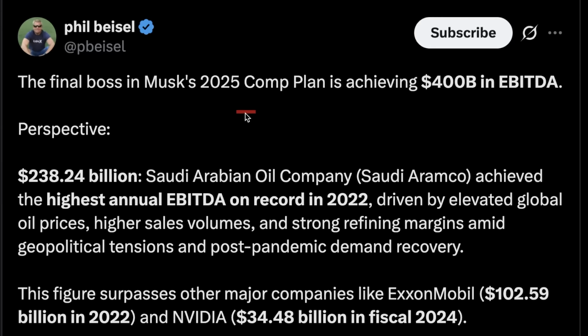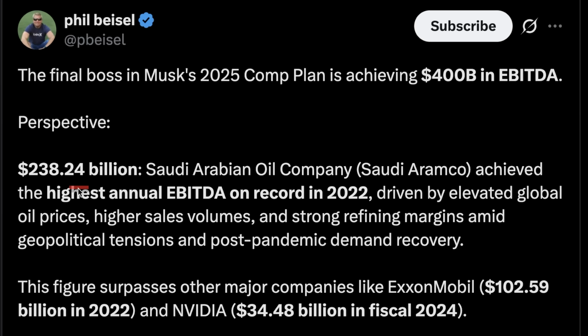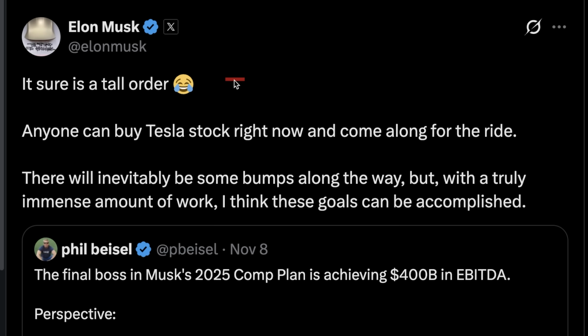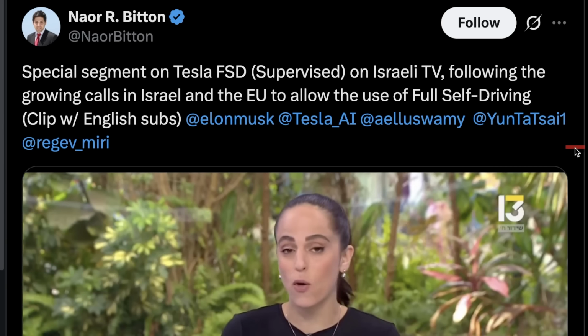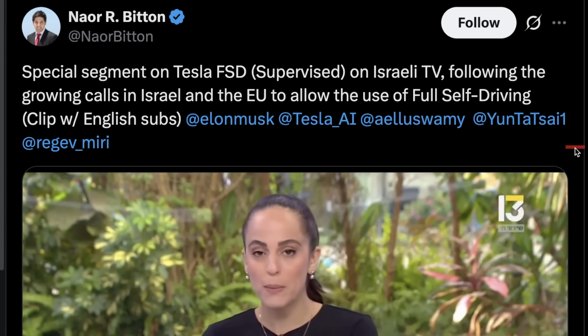Phil Beisel astutely shared the sentiment that we talked about after Elon's new pay package, providing important context for what $400 billion in EBITDA really means. He shared Saudi Aramco's $238 billion of EBITDA in 2022 as a record high for any company. Elon quote posted it saying, "It sure is a tall order. Anyone can buy Tesla stock right now and come along for the ride. There will inevitably be some bumps along the way, but with a truly immense amount of work, I think these goals can be accomplished."